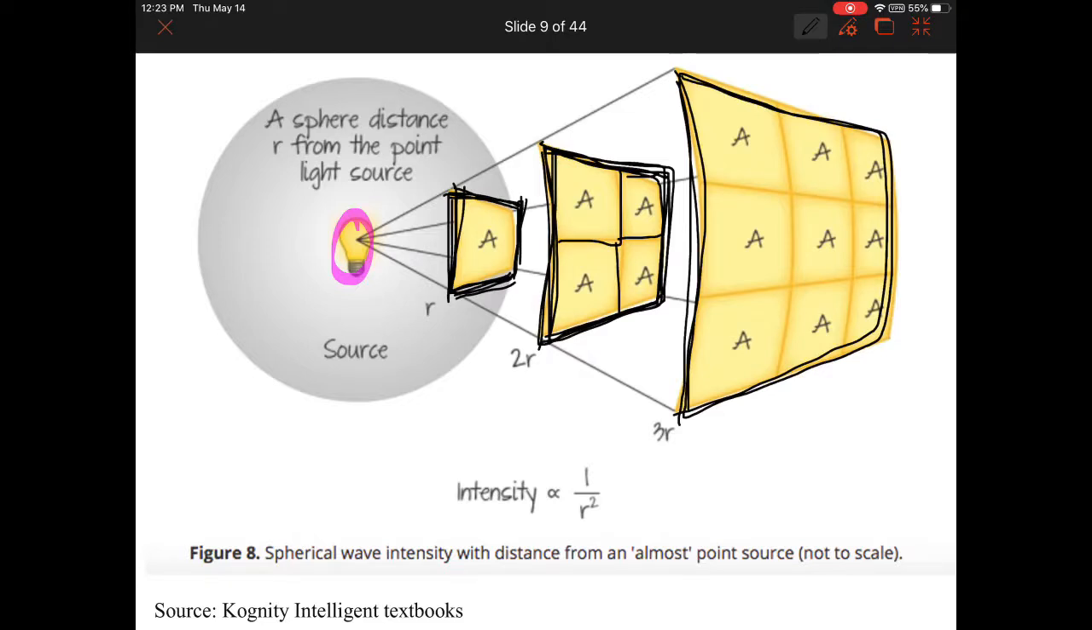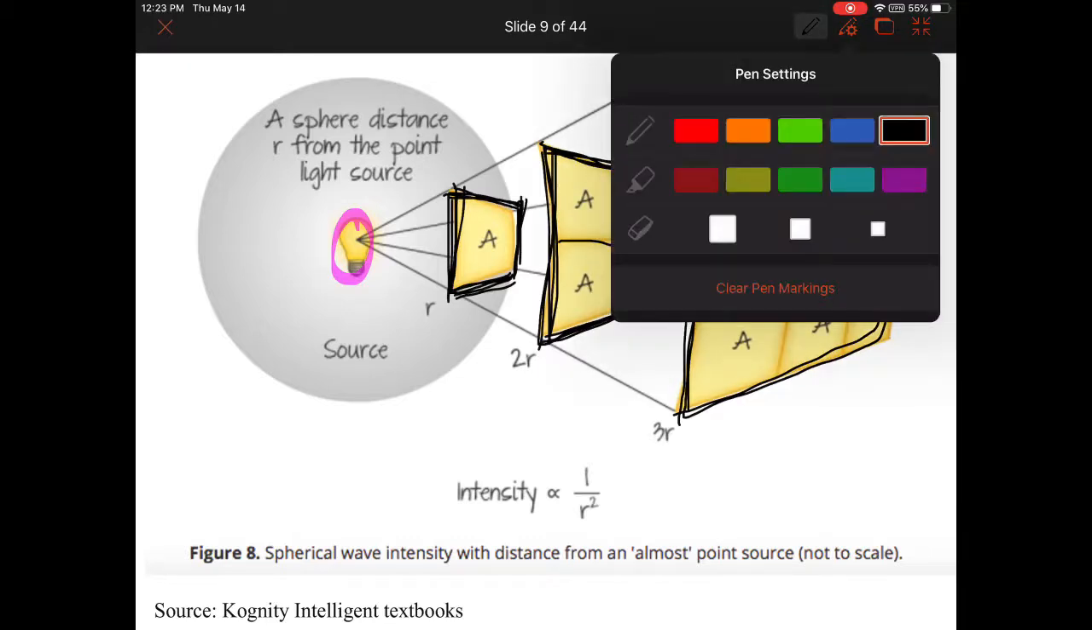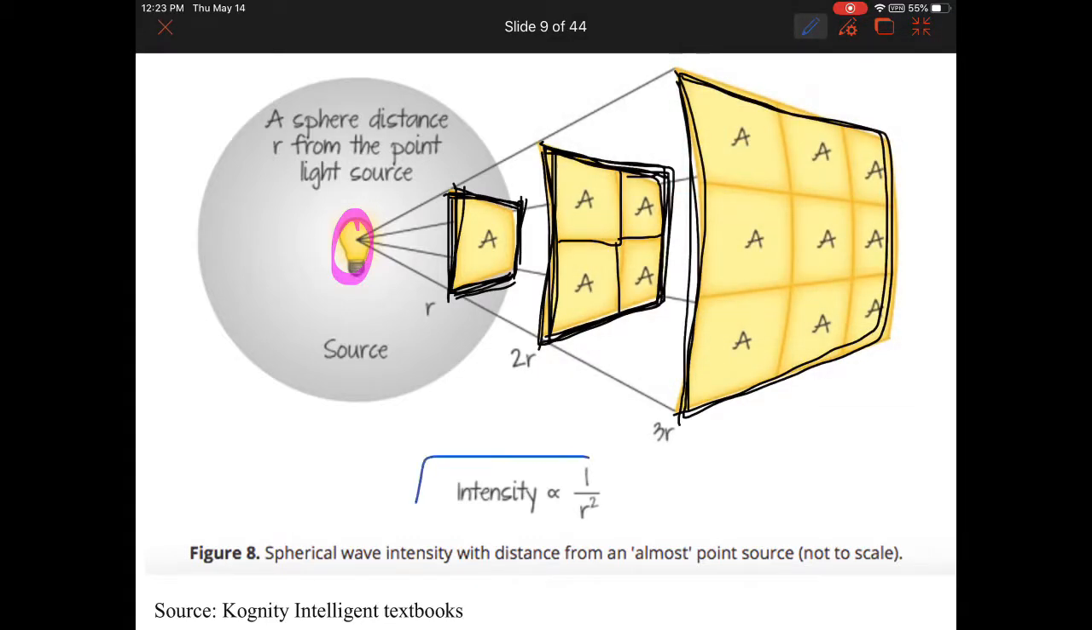The light source is further away, so it's losing its intensity. And we can actually say that intensity is inversely proportional to the radius squared. That sounds complicated, but it makes a lot of sense in just one second here.